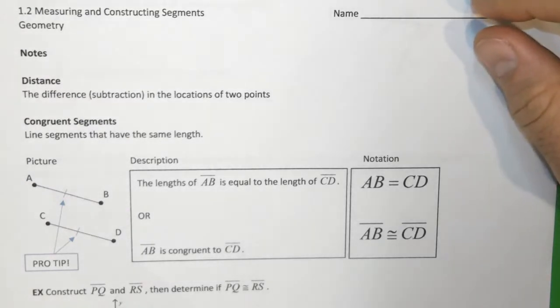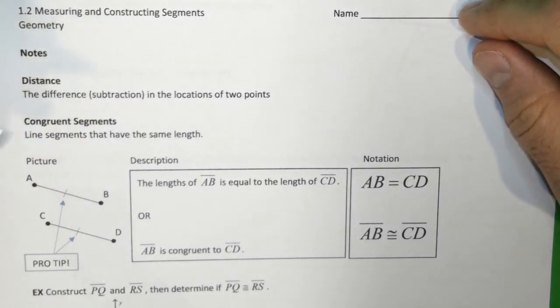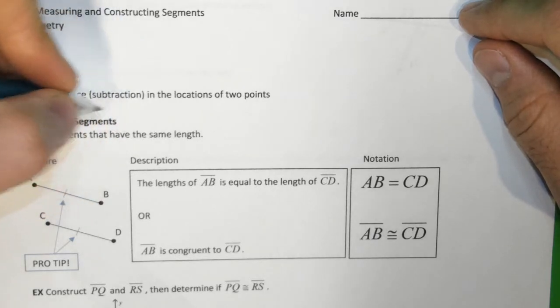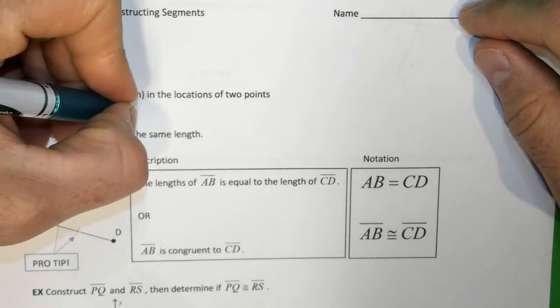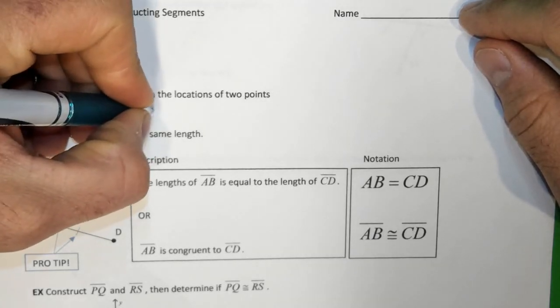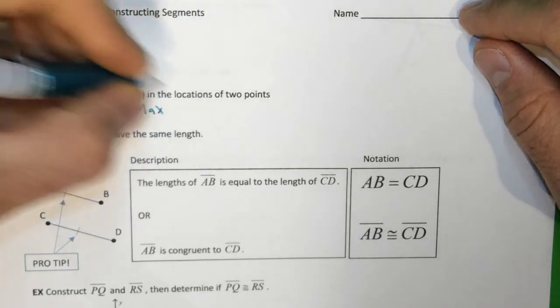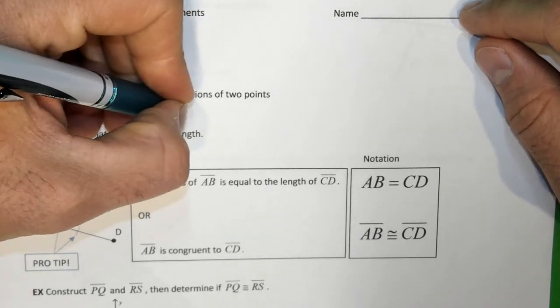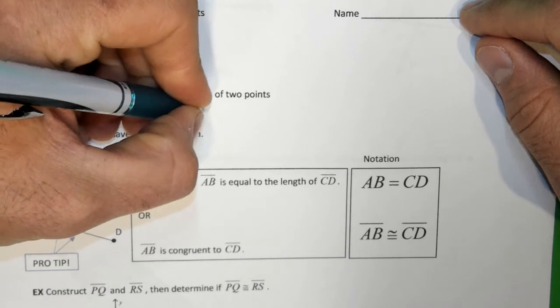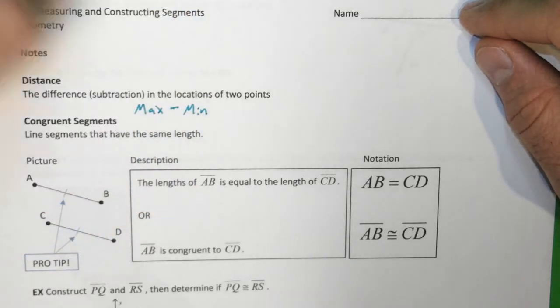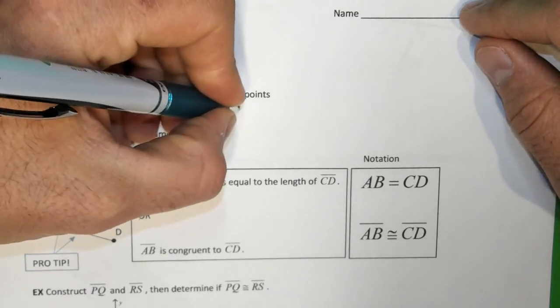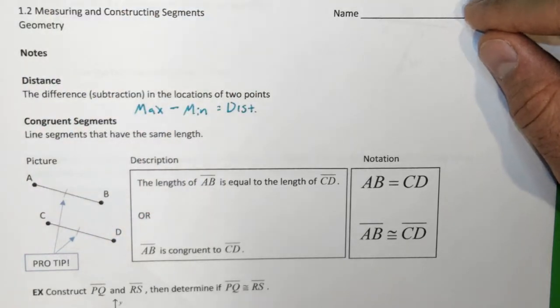In this kind of situation, you're going to look for this difference by taking a look at some locations, and you're going to want to find the bigger location, which I'm going to call the max, and then you would want to subtract the smaller location, which I'm going to call the minimum, and when you do that subtraction, you are going to get your distance. This is going to work all the time, and it works really nicely.